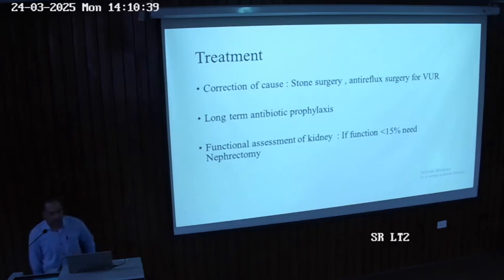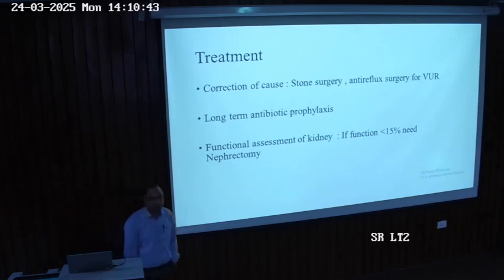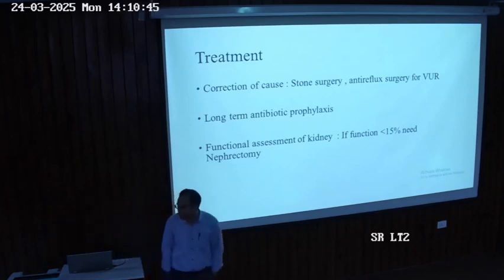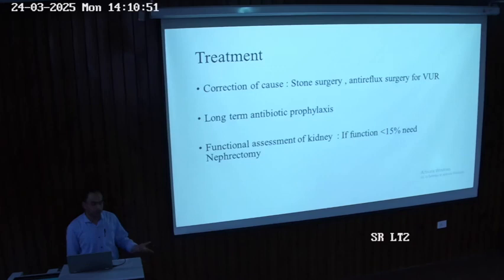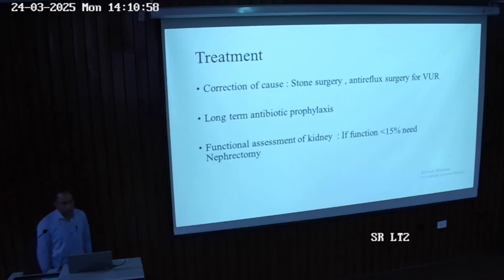So what is the usual prophylactic dose of antibiotic, and what is the therapeutic dose? Suppose ciprofloxacin, 500 mg BD. Its prophylactic dose is usually half of the therapeutic dose. So grossly you can remember it like this. Also go for functional assessment of the kidney, because the kidney is small and shrunken. If renal function is less than 15%, then go for nephrectomy.